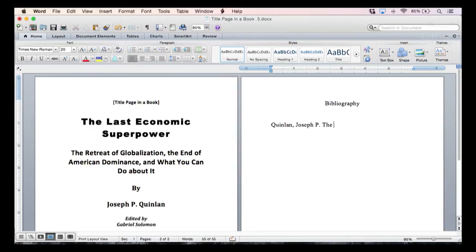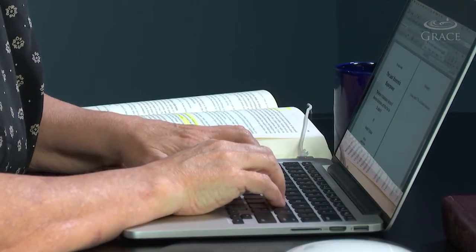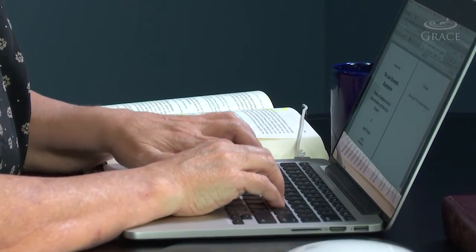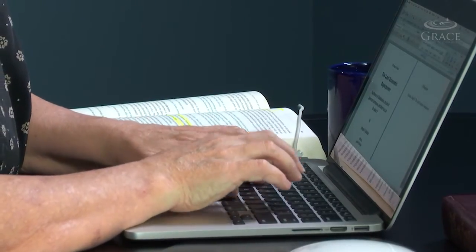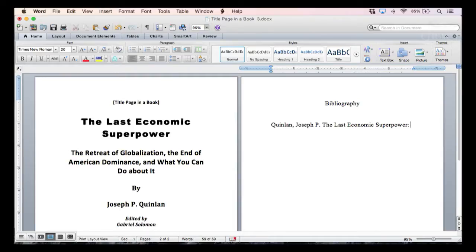So I'm just going to type it in. I don't want to mess with changing the font 1,000 times. The Last Economic Superpower. Did I spell it right? No, everybody makes typos. And the proper punctuation in front of a subtitle, any subtitle, is a colon. So that's the right punctuation.